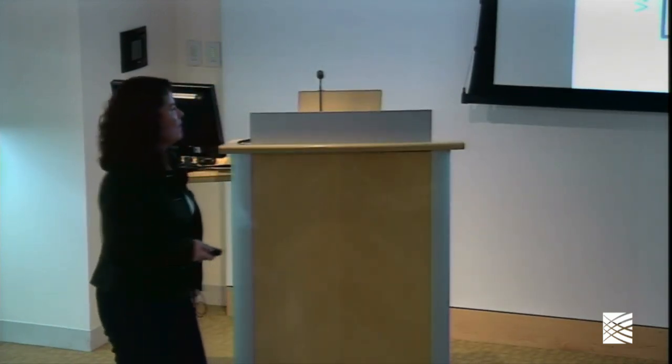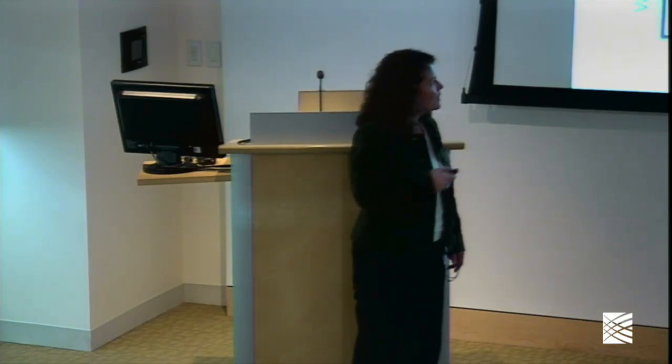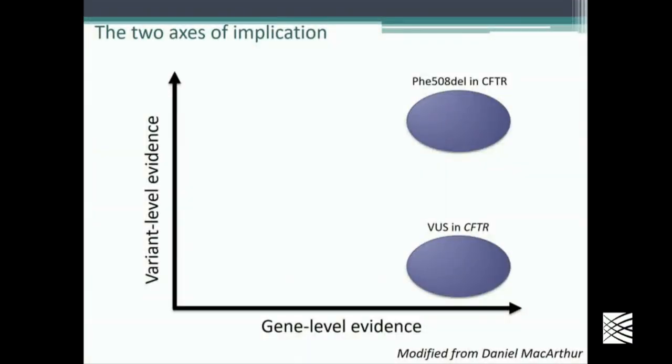So we have about 5 minutes to go through gene level evidence. I love this slide that Daniel put together. We have known pathogenic variants in known disease genes, Delta 508 in CFTR. Nobody would dispute that. We also have variants of uncertain significance in genes that we well understand today, a VUS in CFTR. And we certainly have variants we don't understand in genes we don't understand, the VUS and the gene of uncertain significance.